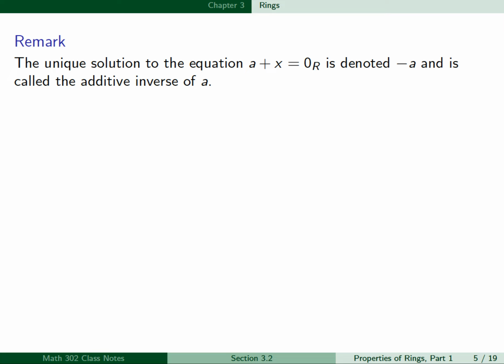Now as a remark, the unique solution to the equation A plus x equals 0 sub R is denoted minus A and is called the additive inverse of A. So minus A is the unique element of R for which A plus minus A is equal to 0 sub R.